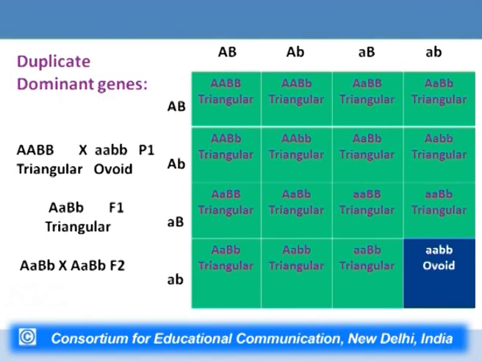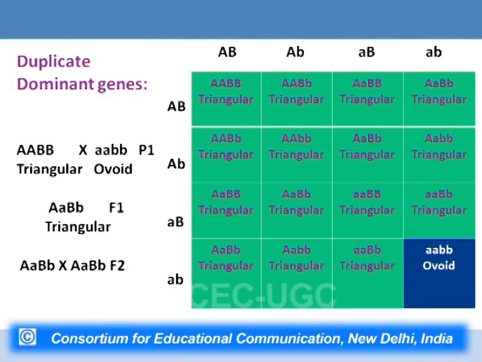This can be seen in Shepherd's purse. Shepherd's purse is a plant which produces a capsule which can be either triangular or ovoid. Triangular capsule results when there is present capital A and capital B in either single copy or double copy, and ovoid purse results when these particular alleles are present in recessive homozygous condition.